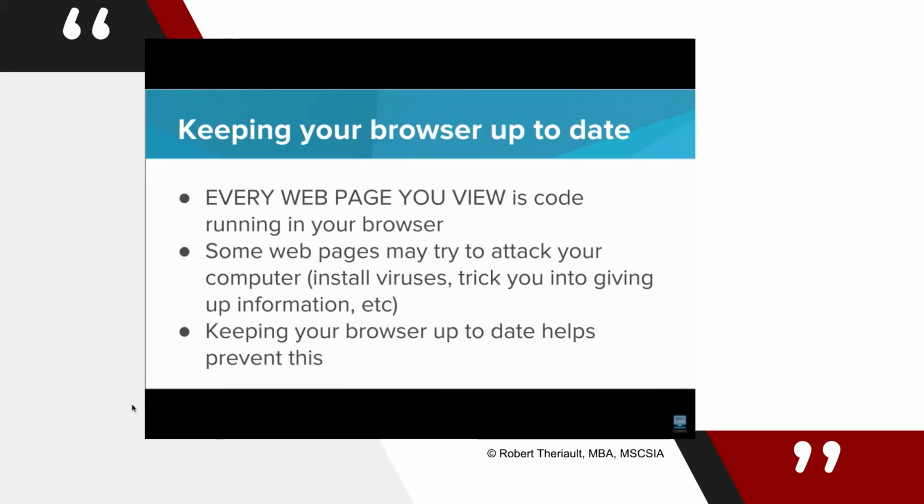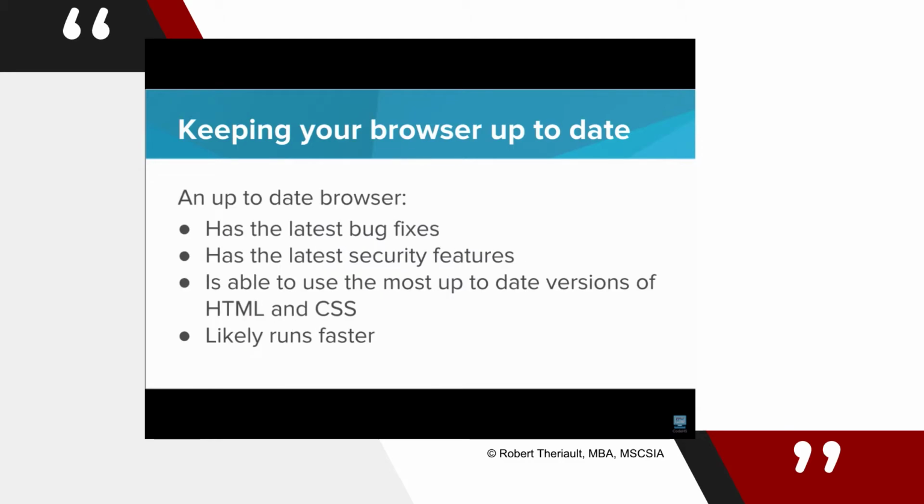Now, it's very important to keep your browser up to date. Why is that? Well, every web page that you view is code that is running inside your browser. And some of that code might actually not be safe. Some web pages may try to attack your computer by doing things like installing viruses, tricking you into giving up information, things like that. Keeping your browser up to date helps prevent this. Having an up-to-date browser means that you have the latest bug fixes, the latest security features, that you're able to use the most up-to-date versions of HTML and CSS because those languages are also always changing, and an up-to-date browser likely runs faster. So it's very important to keep your browser up to date.